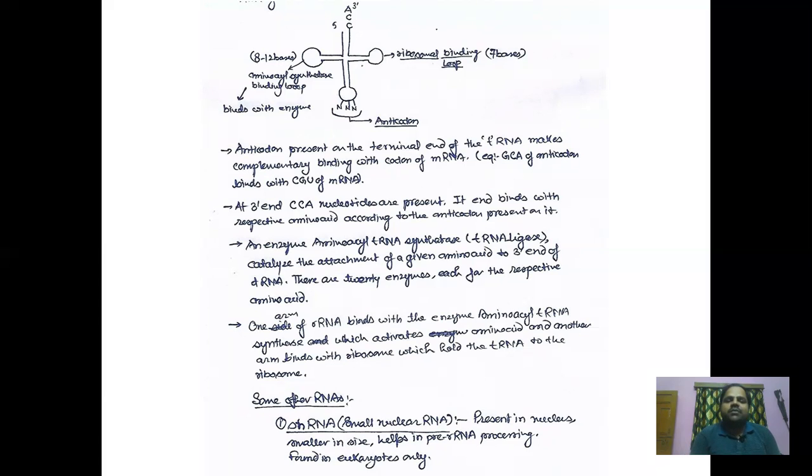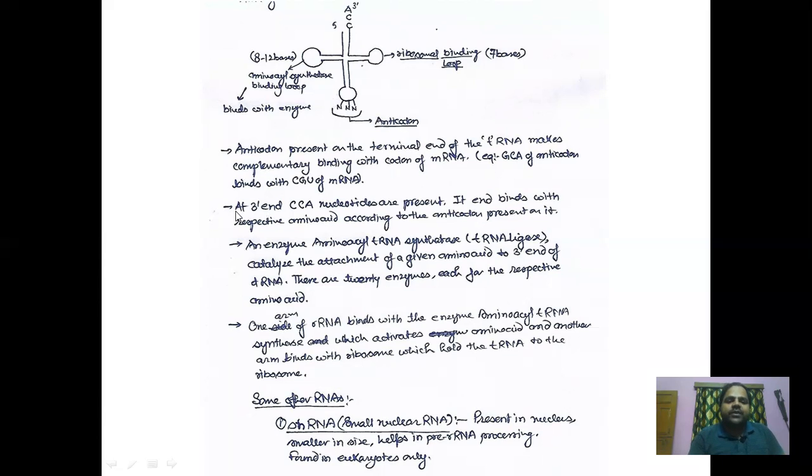So when we talk about translation, we will be able to understand the detailed function of these arms. We will see here that the anticodon present on the terminal end of the tRNA makes complementary binding with the codon of mRNA. For example, CGA anticodon binds with CGU of mRNA. So this anticodon will be complementary to the mRNA.